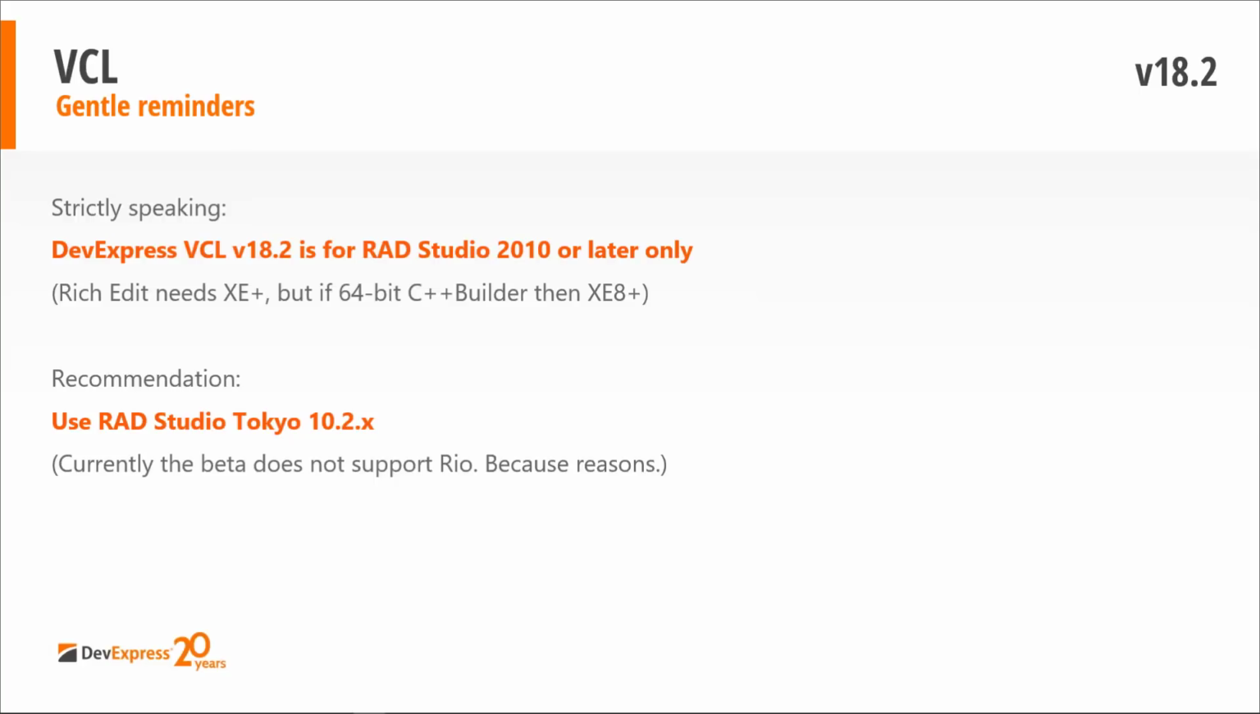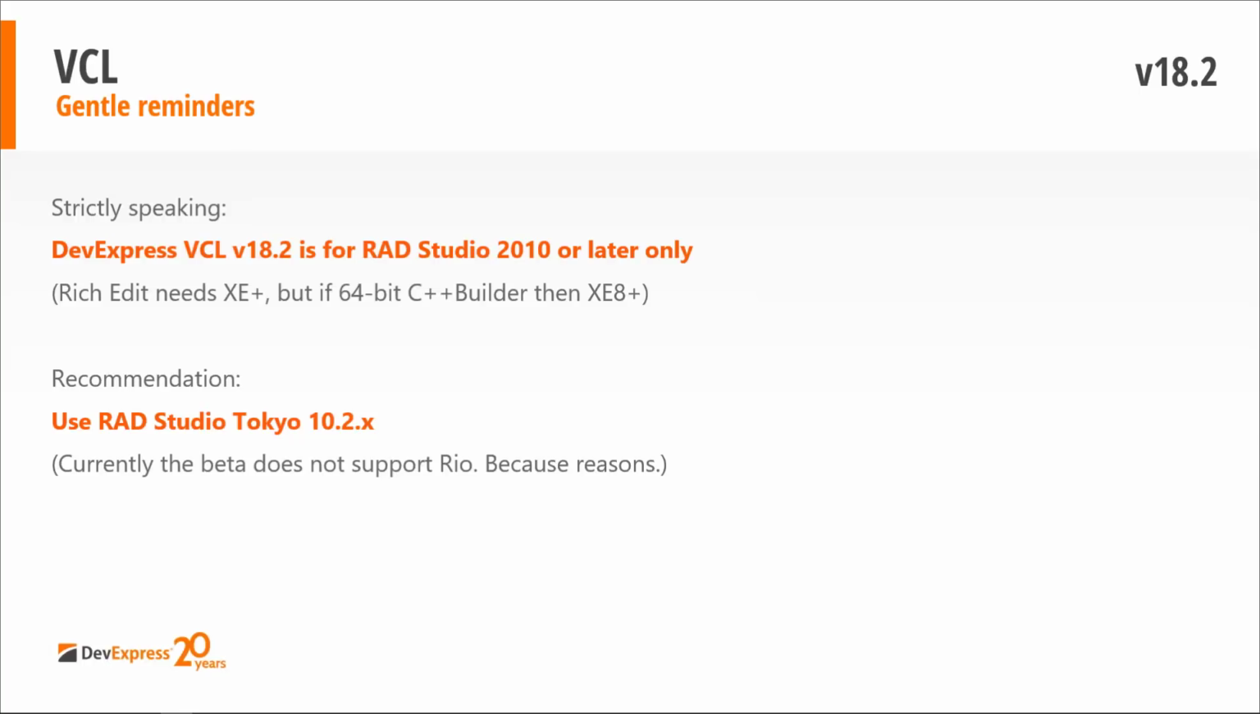A couple of gentle reminders here. Strictly speaking, version 18.2 is for RAD Studio 2010 or later only. The rich edit is a little special case. It needs XE+, but if you're doing 64-bit C++ Builder, then XE8 or above. Recommendation at the moment is to use RAD Studio Tokyo 10.2x.